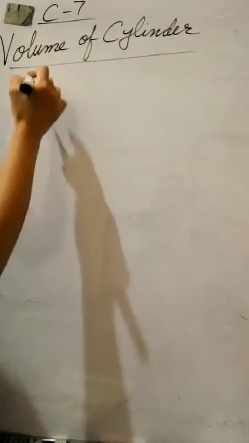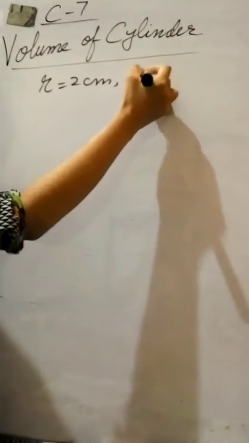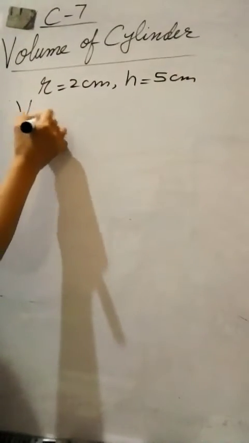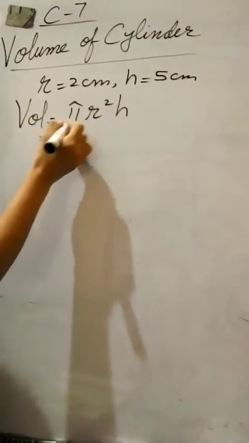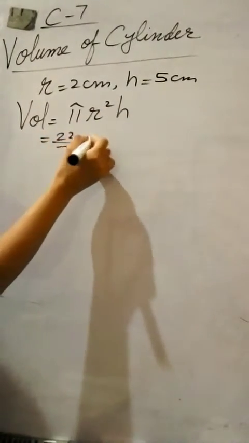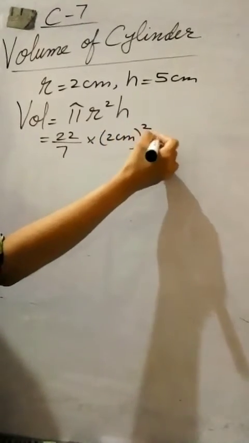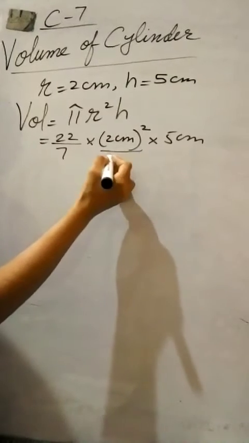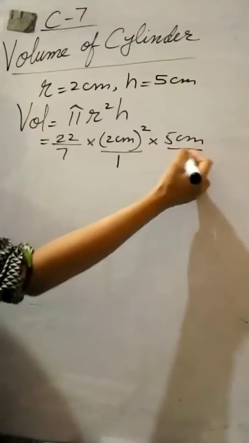Let's see, we have a radius of 2 centimeter and a height equal to 5 centimeter. Then you just put the formula, volume equals pi r square h. Pi value is 22/7 and r value is 2 centimeter. Write it in the bracket and then square, and the height value is 5 centimeter. For understanding, draw a fractional line and put 1 as a denominator.